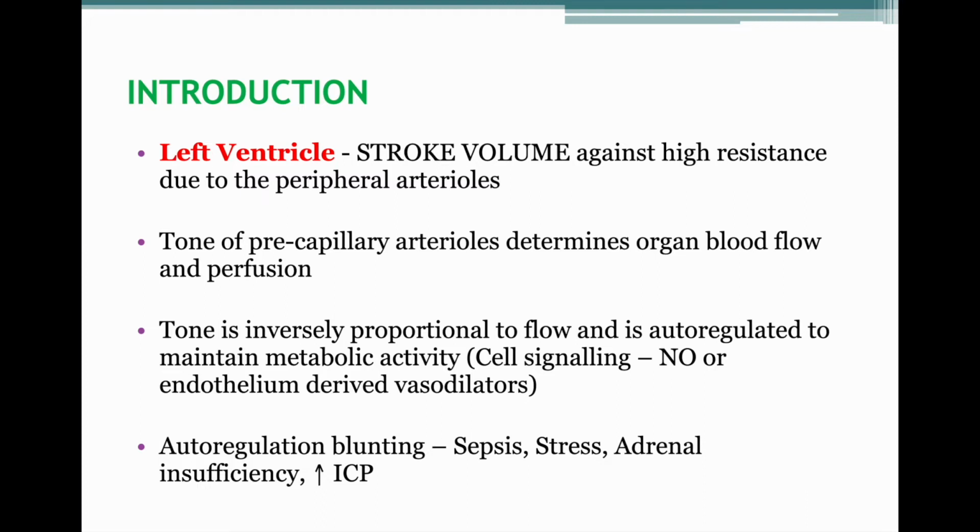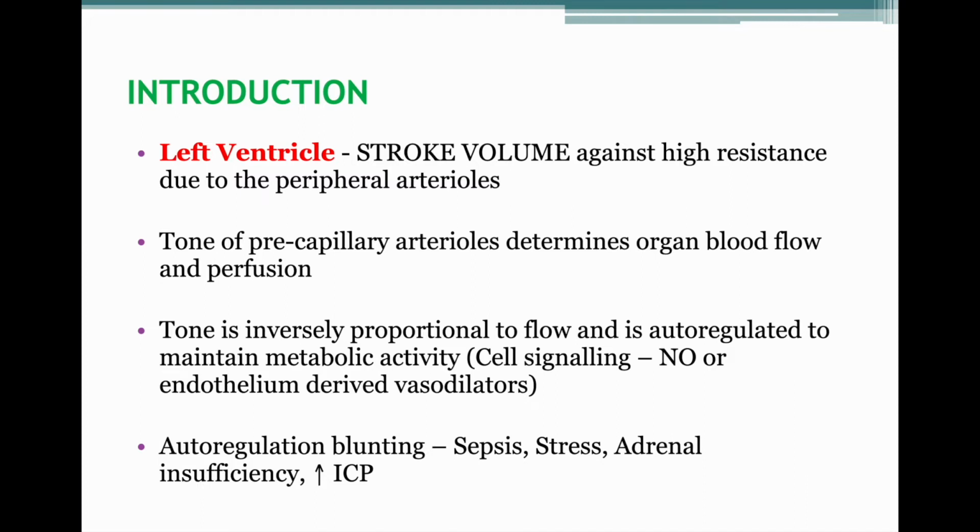So this autoregulation blunting generally takes place in sepsis or stress or adrenal insufficiency or raised ICP. That is why we have organ failure in these conditions. In raised ICP the blood flow to the brain is disrupted. In sepsis, different organs like kidneys and liver get affected. In stress and adrenal insufficiency, the hormones that they secrete also control this. There is hypersensitivity of your autoregulation in case of essential hypertension, when your normal blood pressures are higher than the autoregulating mechanism.